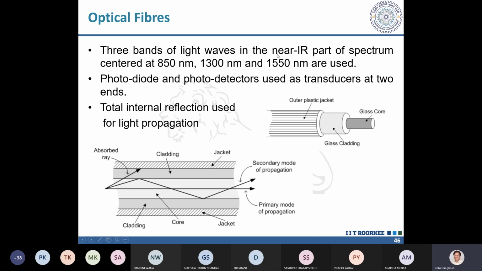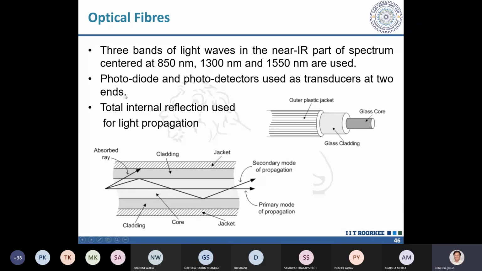And in fact, this is the band of the light. The near infrared part of the spectrum is used, where we have 850 nanometer, 1300 nanometer, and 1550 nanometer. These are the wavelengths of the light used for transmission. They can form a very narrow beam. So I think that's all about fiber optics. It's again just a basic idea.